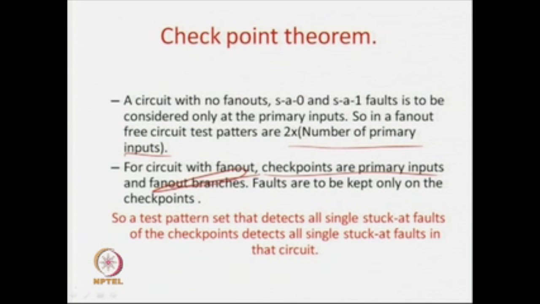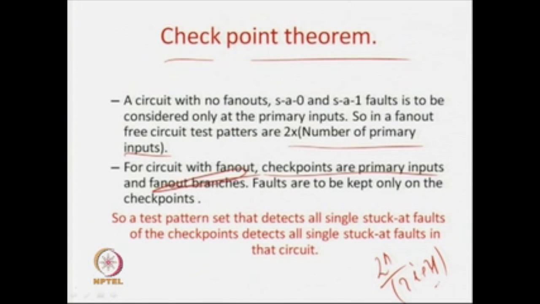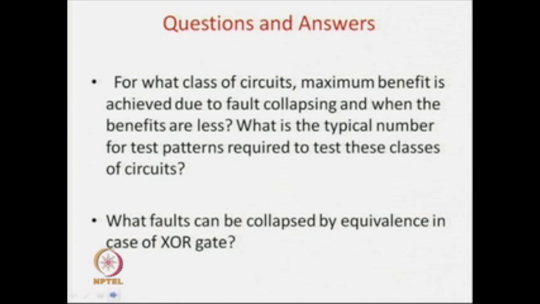The beauty of the stuck at fault model is that, and the checkpoint is saying that, if you have a fan out, then you put checkpoints at the primary inputs as well as the fan out stems or the fan out branches, at appropriate positions, and just find out what patterns to test it. Then the number of faults is much less than 2n, say something like 2i plus 2f, where f is the number of fan outs. A very small number of patterns as well as a very small number of faults are required to be handled, which is much less than 2n, but still it has been statistically shown that the confidence or the accuracy is as high as 99.9% plus.